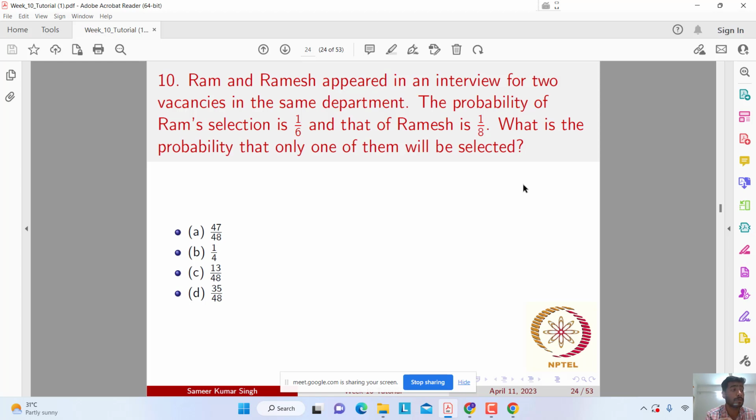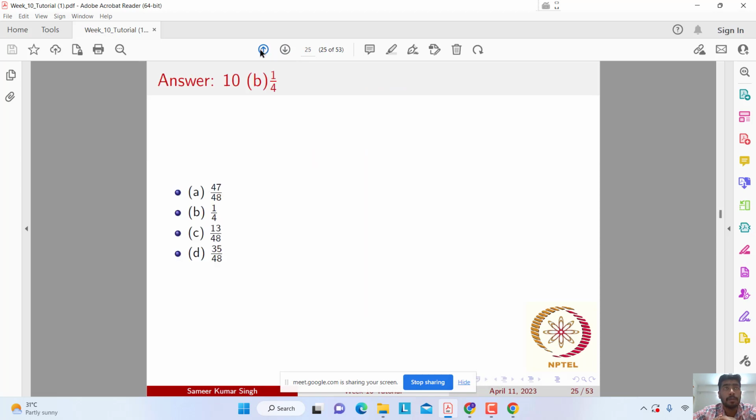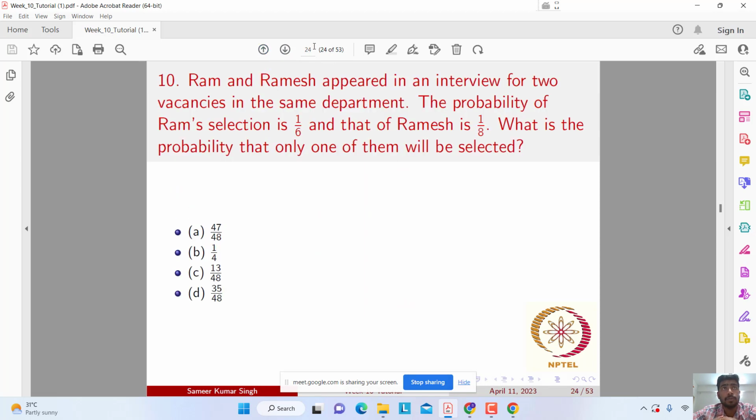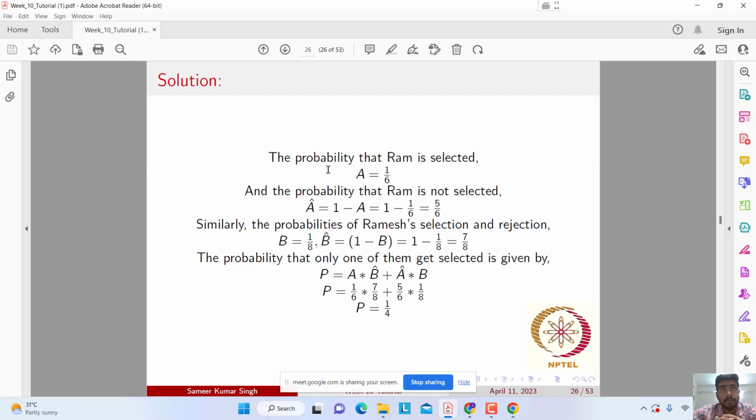And we'll solve question number 10. Vinas, what did you get as the answer? So the answer for question number 10 is 1 by 4, and that is the explanation.